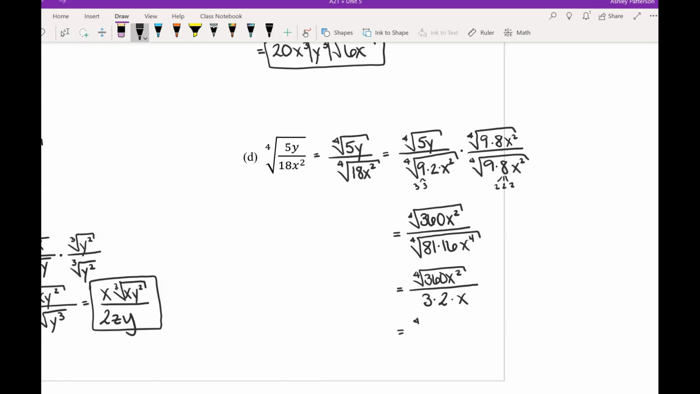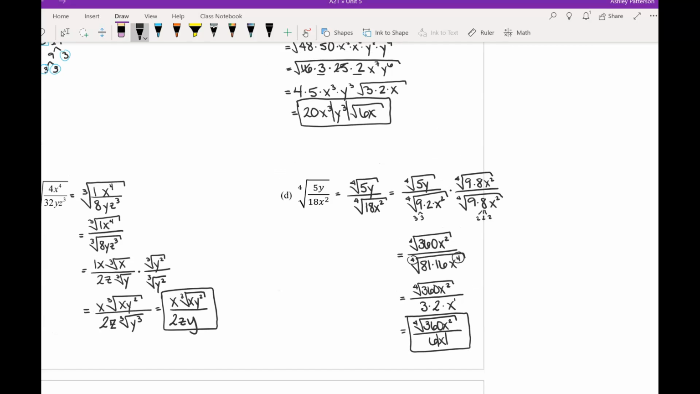Now, keep in mind, it's an even index, yeah? Whew, I know, it's a lot to think about. Even index, so we do need the absolute value bars because this was even, and this is odd, the final exponent. Whew, nice job, guys. And that is skill 2.